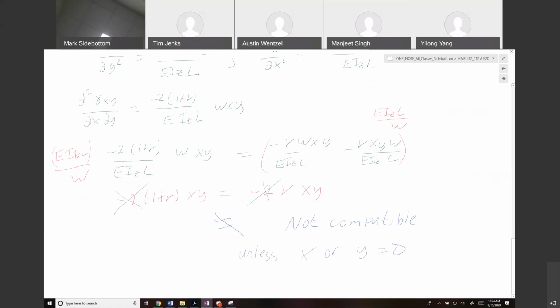So if x or y is equal to 0, the equations that we developed for our stresses and strains work. But unless they're equal to 0, the equations we developed are not compatible. They don't create a compatible strain field. Okay?